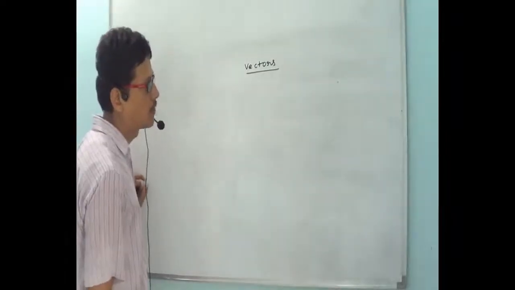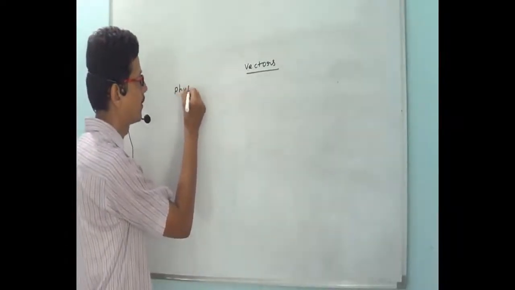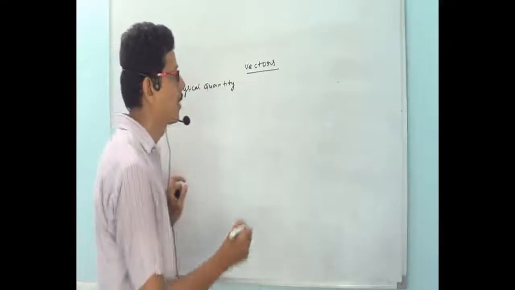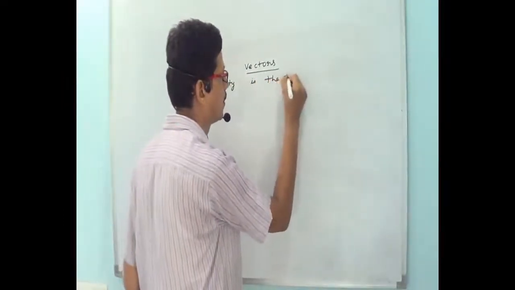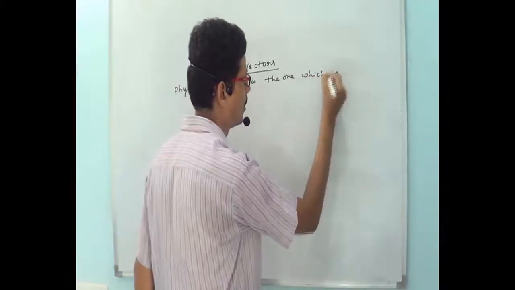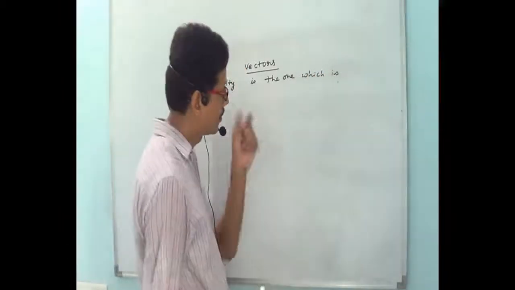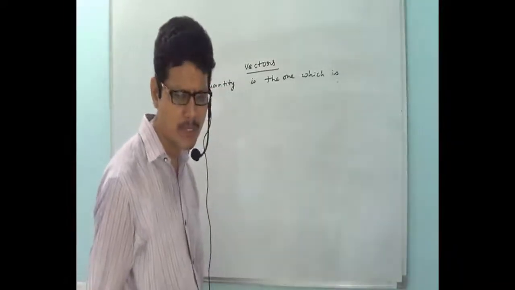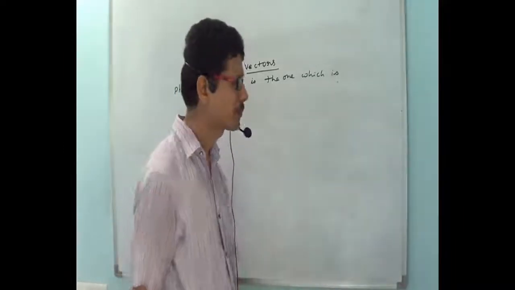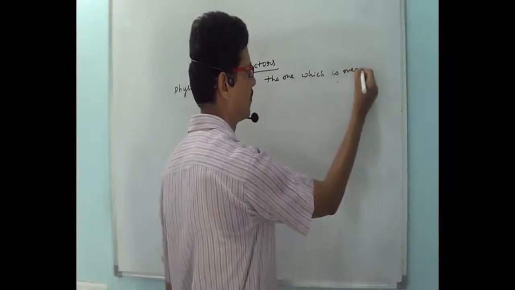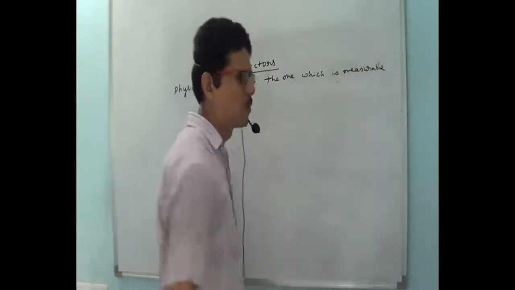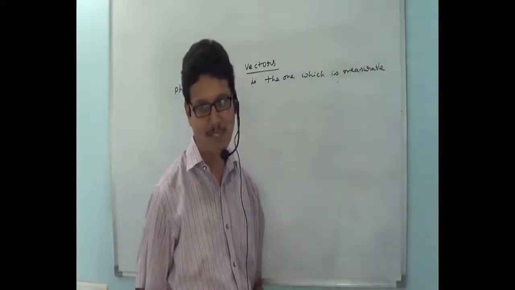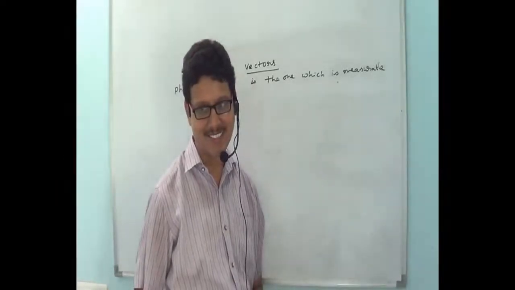So all physical quantities. What is a physical quantity actually? Physical quantity is the one which is measurable. Length of a chalk piece, length of this board, it is measurable. And there are many other things which are not measurable. That will not come under physics.